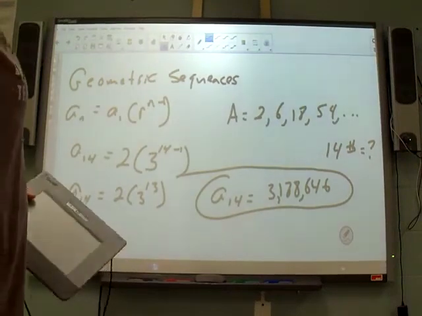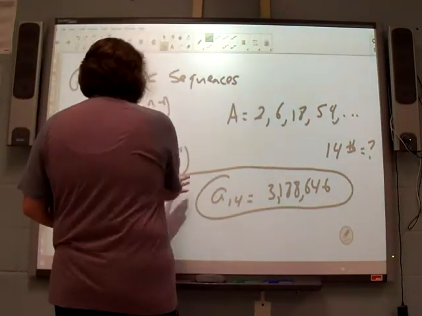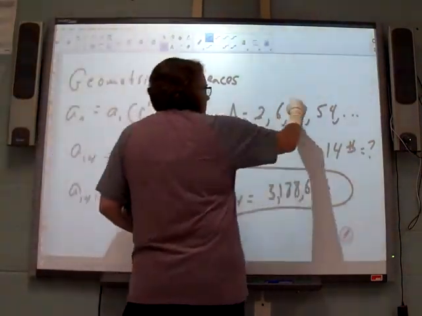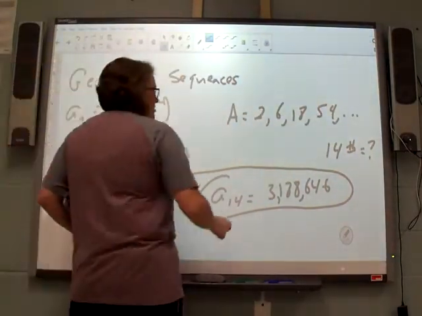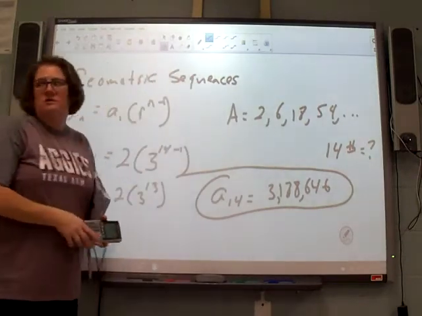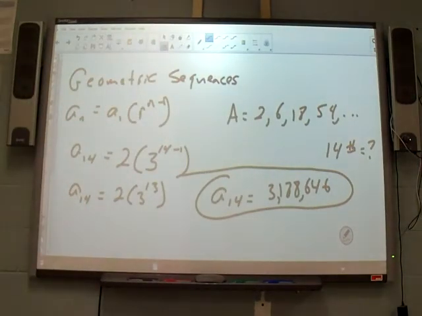So, if I had just asked you for like the 7th or 8th term, I probably wouldn't have done this. I would have just kept multiplying by 3 and got that. But think how much easier this formula is going to be if I had asked you for the 99th term or the 200th term. Okay? So save time for yourself on situations like that when you can.